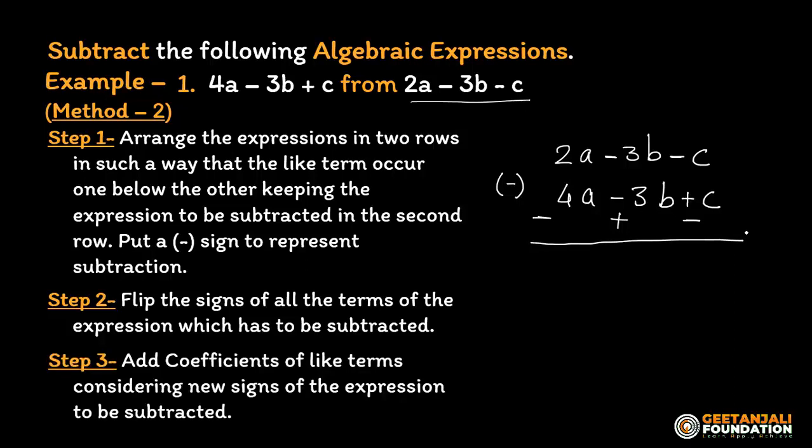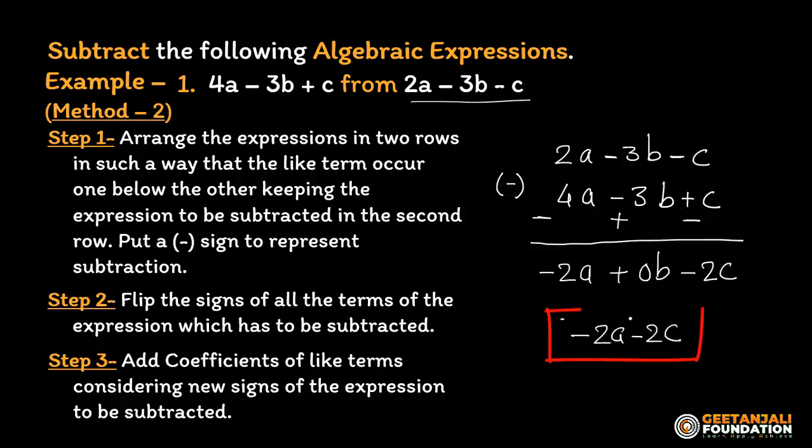Now in the third step, we have to add coefficients of like terms. Here you can see these are the coefficients of a. But when we consider coefficients, now we will consider them along with the new signs. So it is 2 minus 4 means minus 2a. Minus 3b plus 3b, so this will become 0b. And minus c minus c will give you minus 2c. So finally you can write minus 2a minus 2c is your answer.